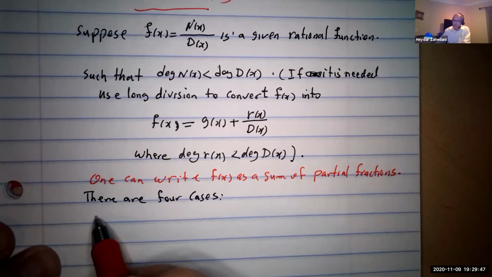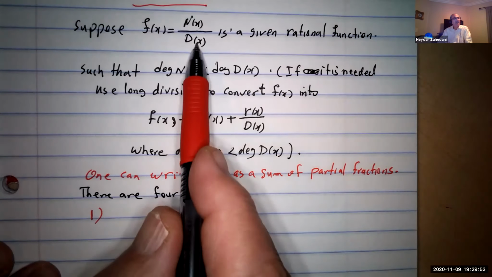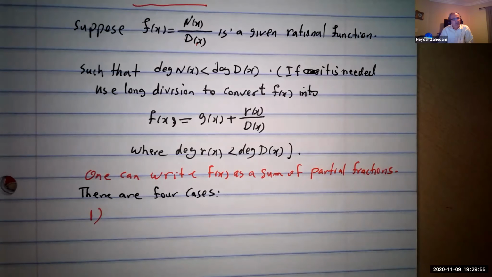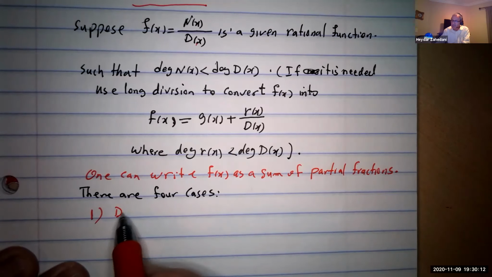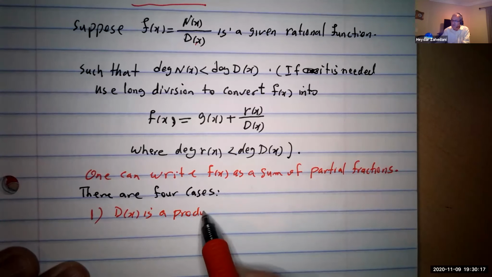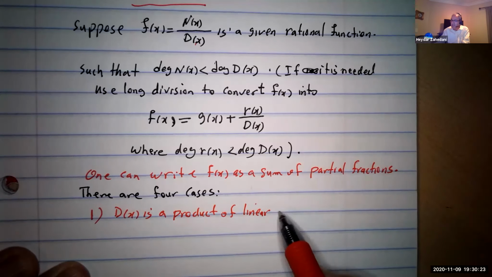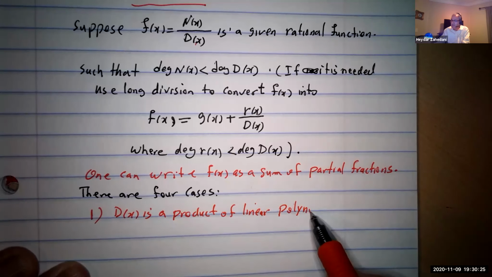So we're considering case 1. Case 1 is d of x over here; you can factor this one into linear polynomials. What is a linear polynomial? A linear polynomial is something like x minus 1, x plus 2, x minus 3, etc. It's just ax plus b. So case 1 is d of x is a product of linear polynomials.